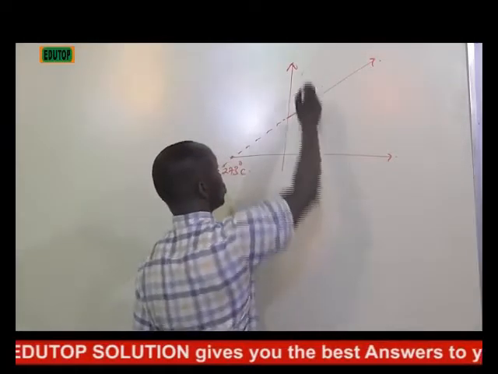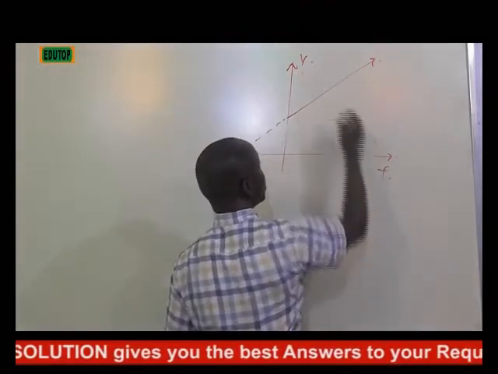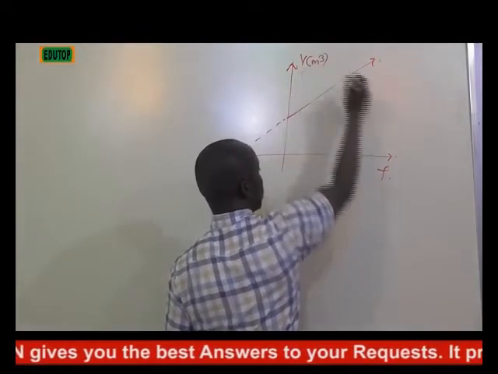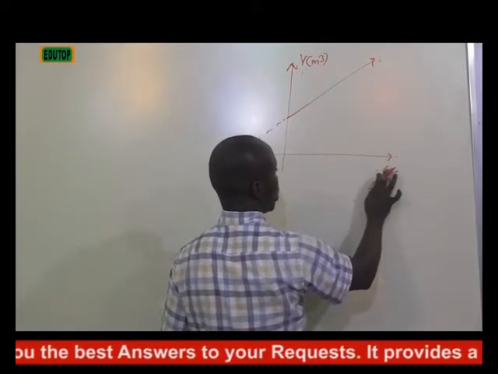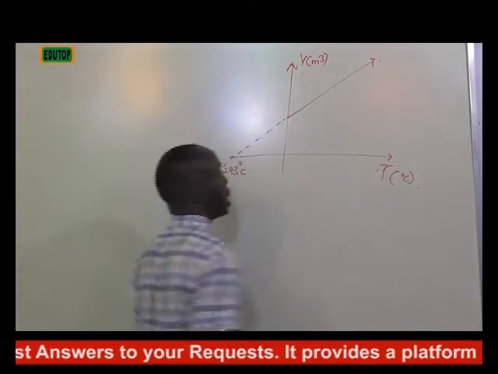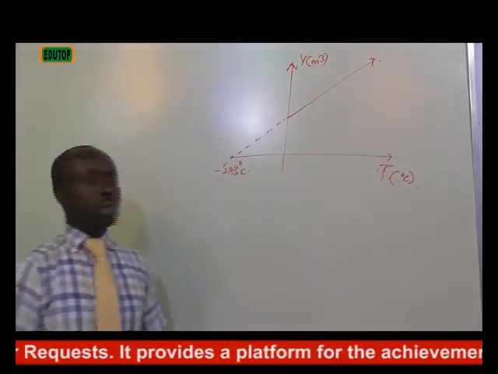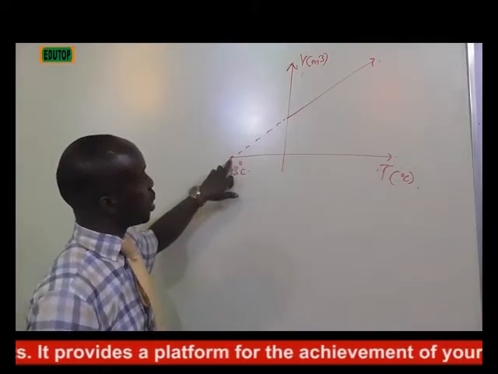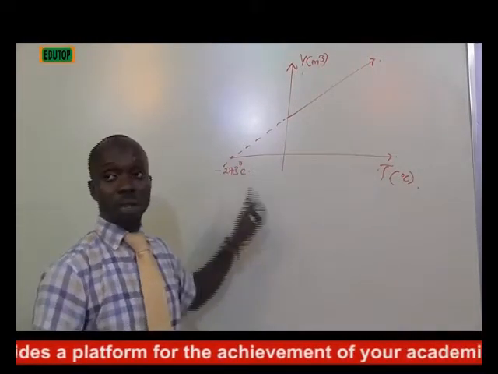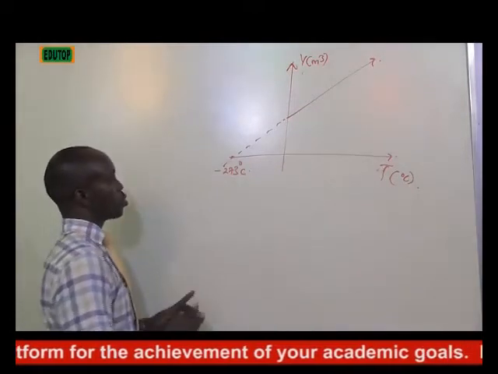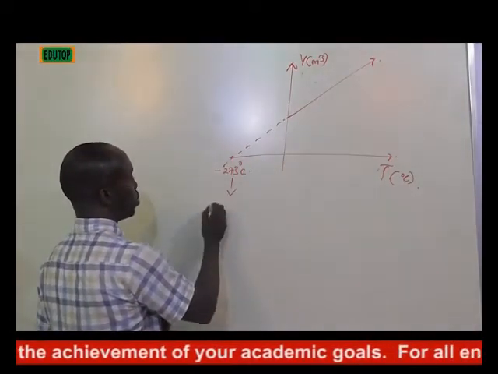This is just the illustration of Charles law. This one is measured in what? Meter cube, and this one is measured in what? Degrees Celsius. So that's just the diagram that is explaining your Charles law. But at this particular region where the temperature is being measured as minus 273 degrees Celsius is what we call the absolute zero.